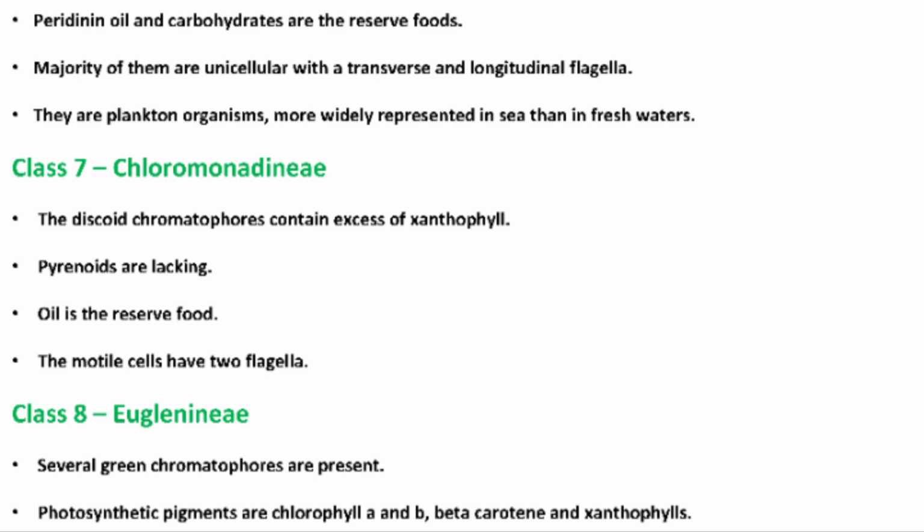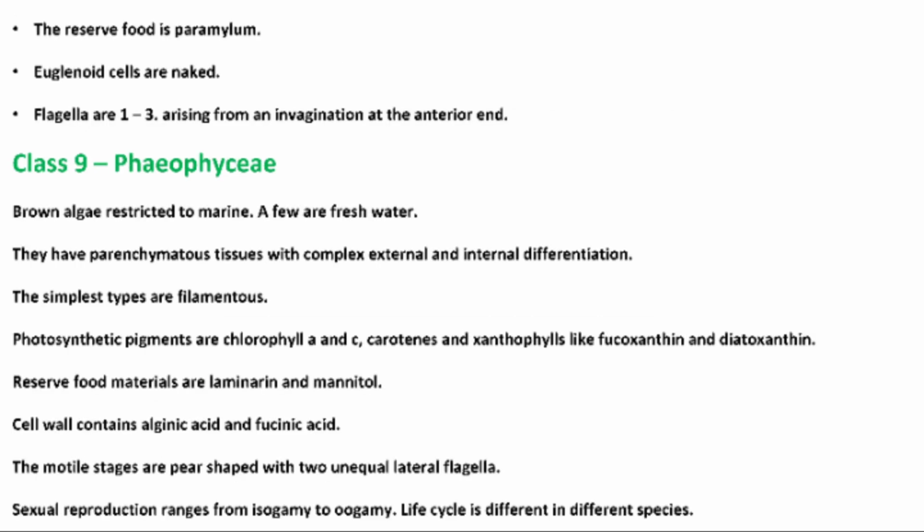Class 7 is Chloromonadineae. The discoid chromatophores contain excess of xanthophyll. Pyrenoids are lacking. Oil is a reserve food. The motile cells have 2 flagella. Class 8 is Euglenineae. Several green chromatophores are present. Photosynthetic pigments are chlorophyll A and B, beta carotene and xanthophylls. The reserve food is paramylon. Euglenoid cells are naked. Flagella are 1 to 3, arising from an invagination at the anterior end.